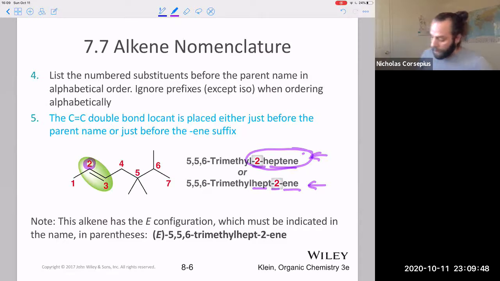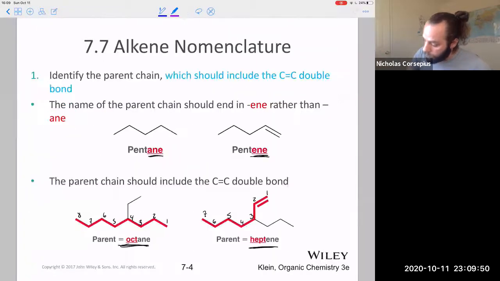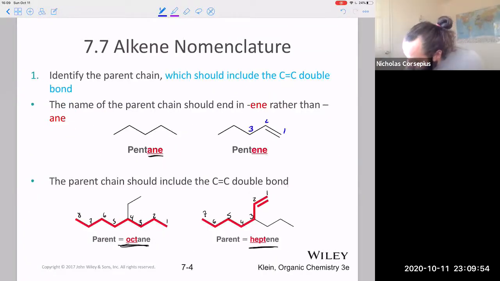So if we were going back, for example, to our original pentene, 1, 2, 3, 4, 5, the correct name for this compound here would actually be 1-pentene. And again, that 1 is indicating the position of that double bond.